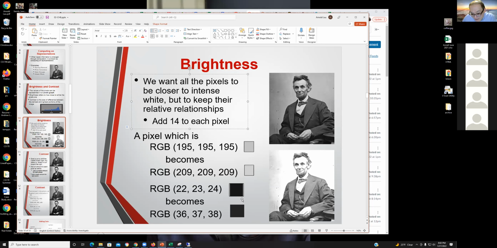I guess if you look very closely, it looks like it kind of got lighter. It still looks pretty dark to me, right? But it's only 14. If you add more, I guess you can tell more. Okay, so here's the original picture, and here's where it became a lot brighter.